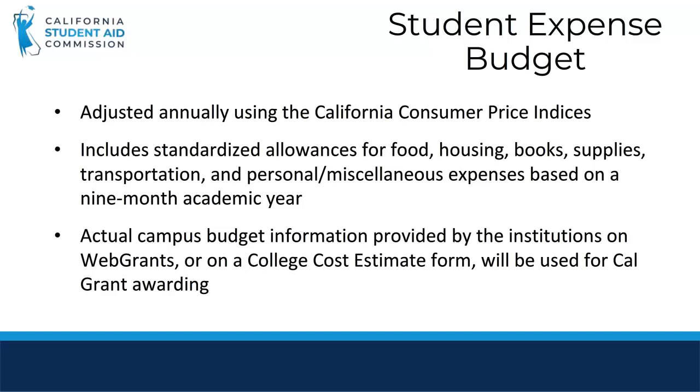The student expense budget is adjusted annually using the California Consumer Price Index, and it includes standardized allowances for food, housing, books, supplies, transportation, and personal miscellaneous expenses based on a 9-month academic year. Actual campus budget information is provided by the institutions on WebGrants or on a college cost estimate form and will be used for Cal Grant awarding.